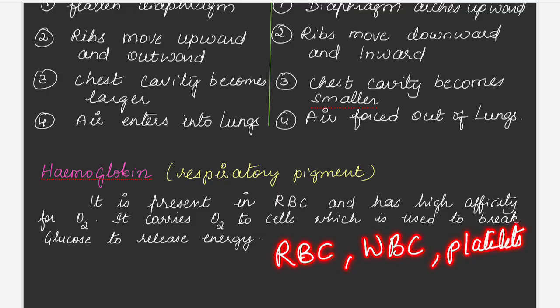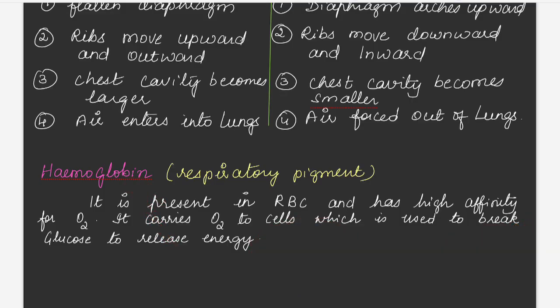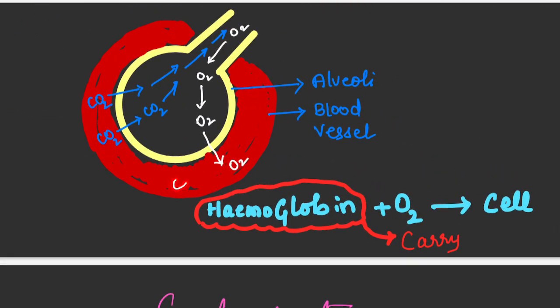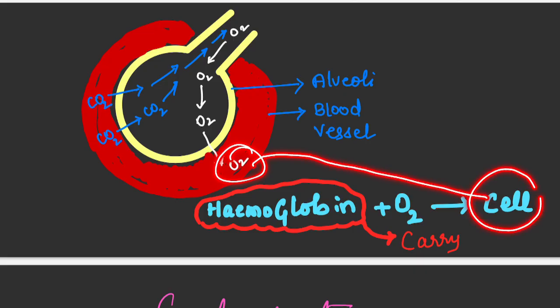Platelets will be present. So you can see this hemoglobin will be present in the RBC, and hemoglobin has high affinity for oxygen. That is, it is attracted towards oxygen, so it will carry oxygen to the cell. So here, the hemoglobin which will be present here will take this oxygen, and where it is taking from here, the oxygen will be taken to the cells.